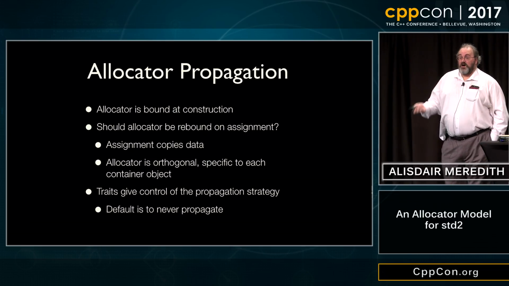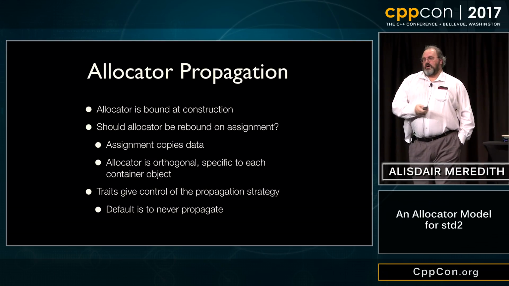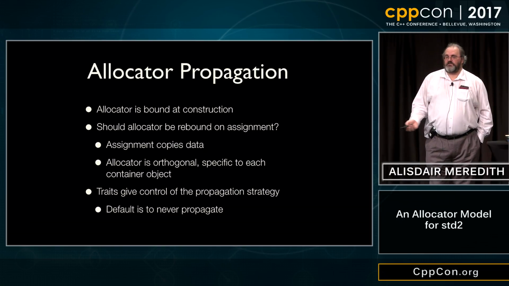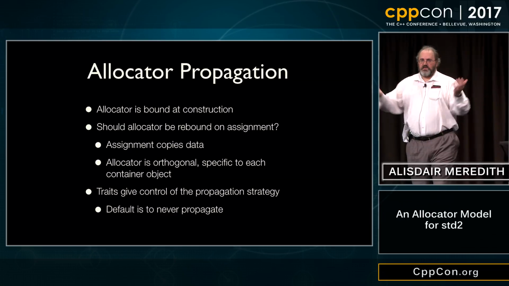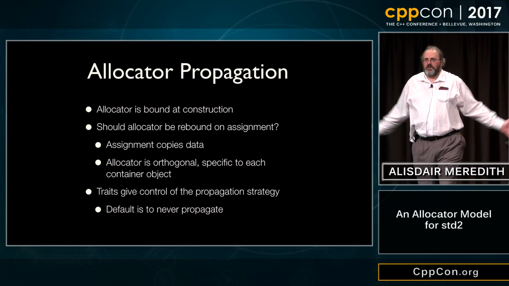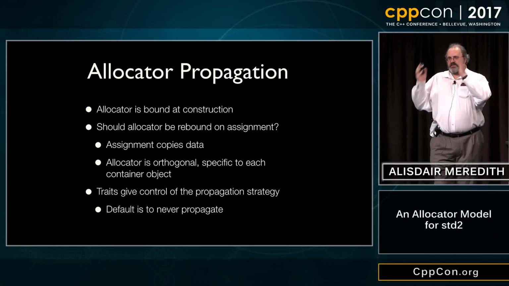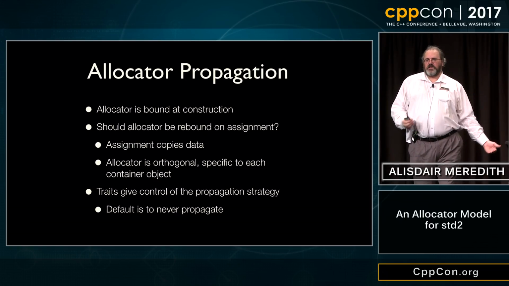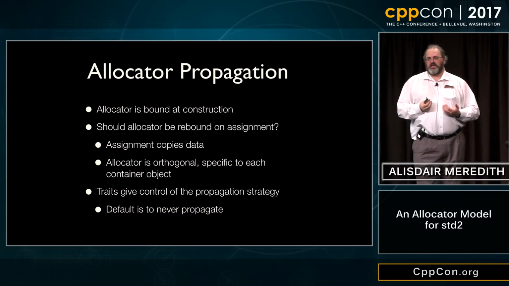So in terms of the PMR model, and the model I'm going to propose, you do not rebind allocators on assignment, on swap, on any other operation. The notion is, when I construct an object, I'm going to say, I know how this object, within its lifetime, expects to manage memory. So I'm giving it an allocator, it's fixed for life. And the reason this matters is because I'm also going to make the assumption that all the elements that I allocate are going to use this same allocator.